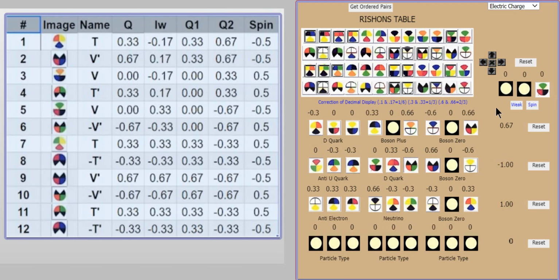Let's take a look at the quanta of the decay products of the C-quark. First, we'll look at electric charge.